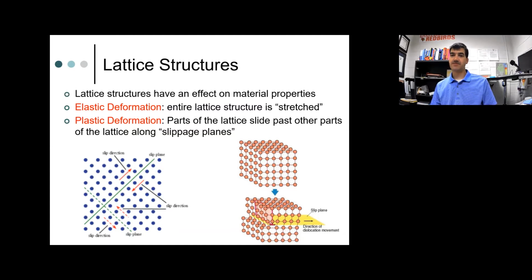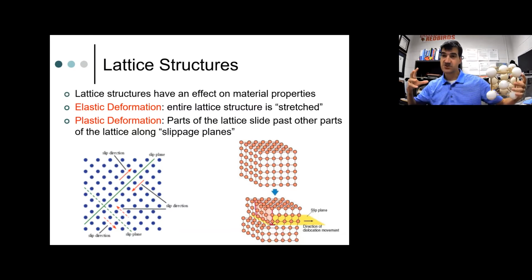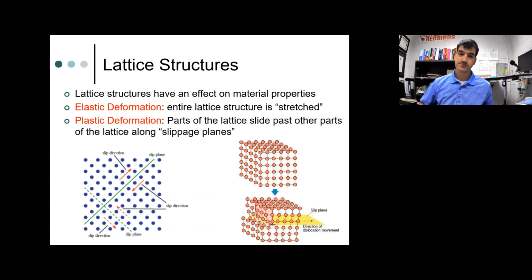So in elastic deformation, what happens is the entire lattice structure stretches. If I had this lattice structure, and remember there are thousands in every dimension, in 3 dimensions, and I pull on this, then the whole lattice structure stretches. Just imagine that the distance between these gets a little bit longer as I pull on it. So I'm just stretching the whole lattice structure in that dimension. And then when I let go of it, it goes back to its original position where it wants to be.